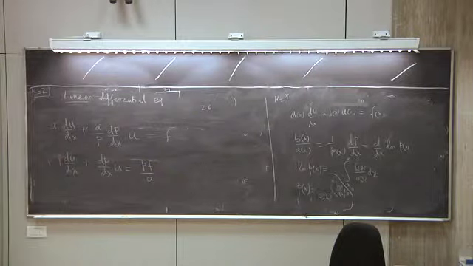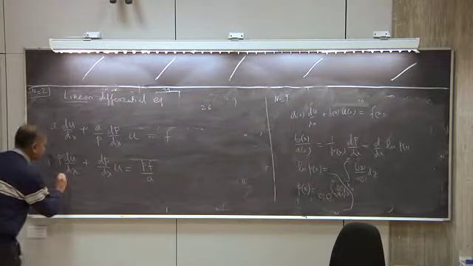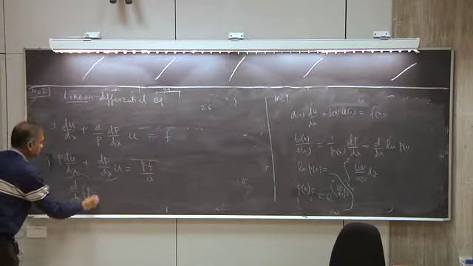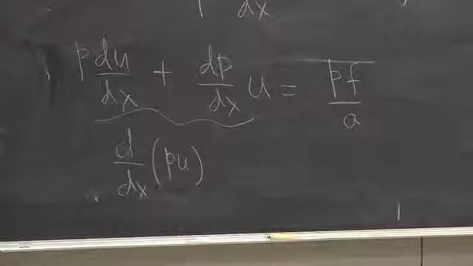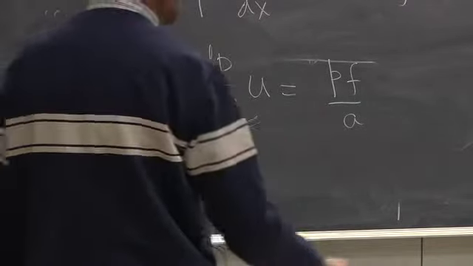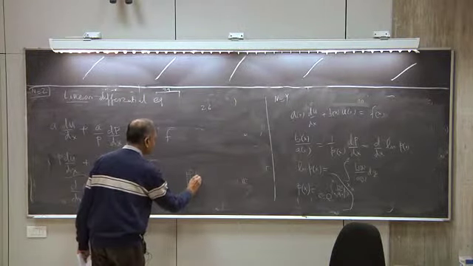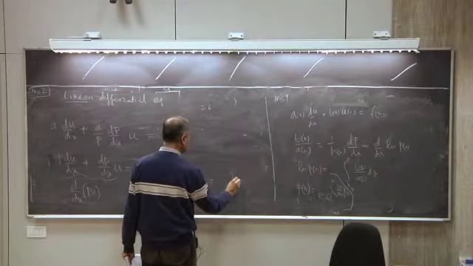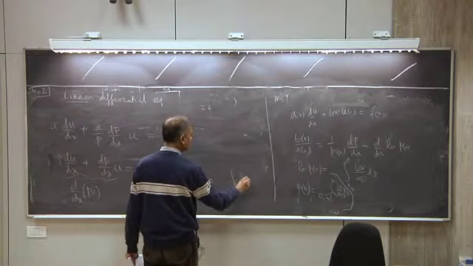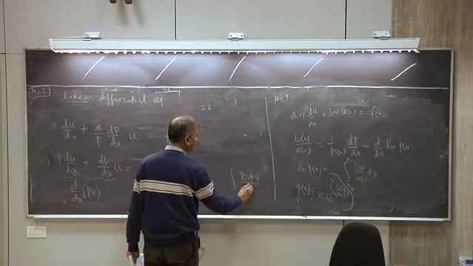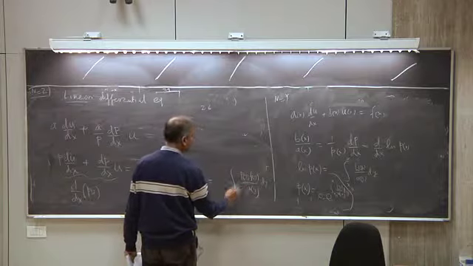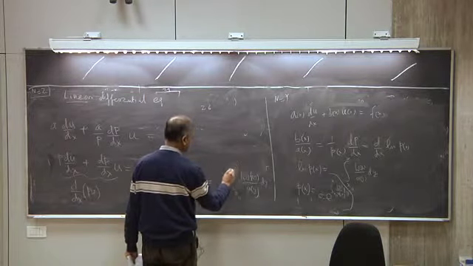But this expression on the left hand side is a total derivative. This is simply d by dx of p times u. Once again, I can integrate this out. So p times u at x is simply the integral of p(y) f(y) over a(y) dy, from some point x naught to x.